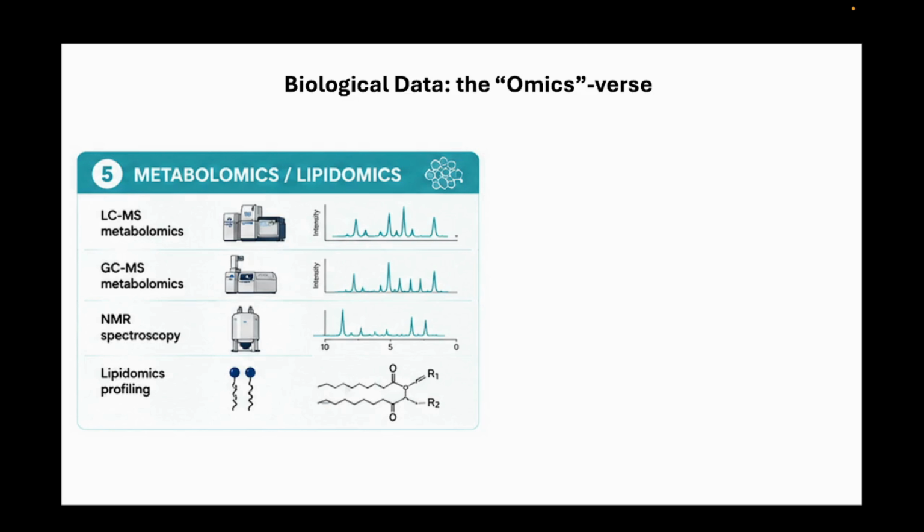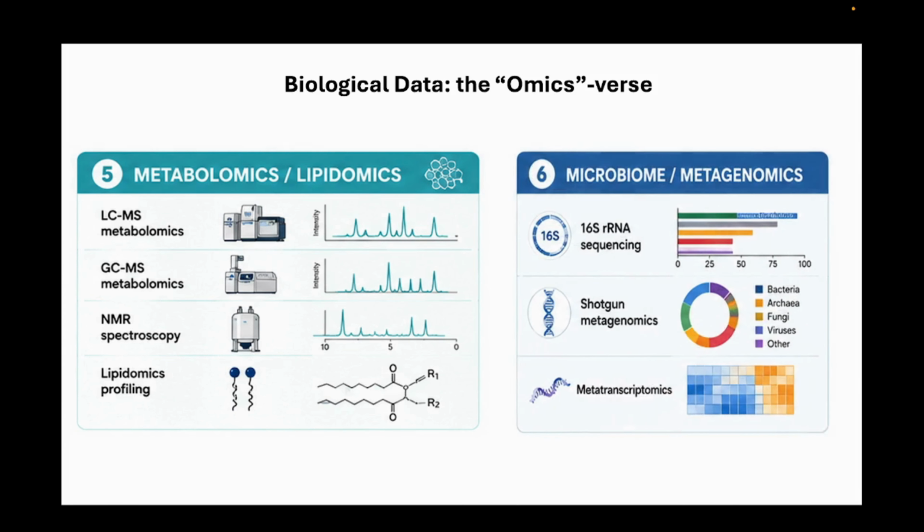Then we reach metabolomics. So metabolites are small molecules produced or used during biological processes. By measuring many metabolites at the same time, researchers can gain a snapshot of what is happening inside a cell, tissue, or organism from a metabolic perspective. Related approaches include lipidomics, which focuses specifically on lipids.